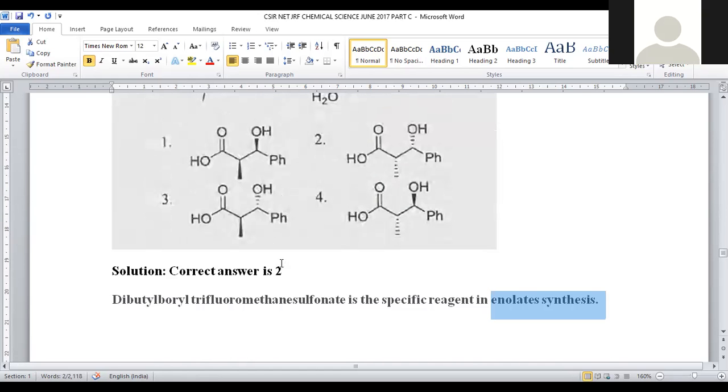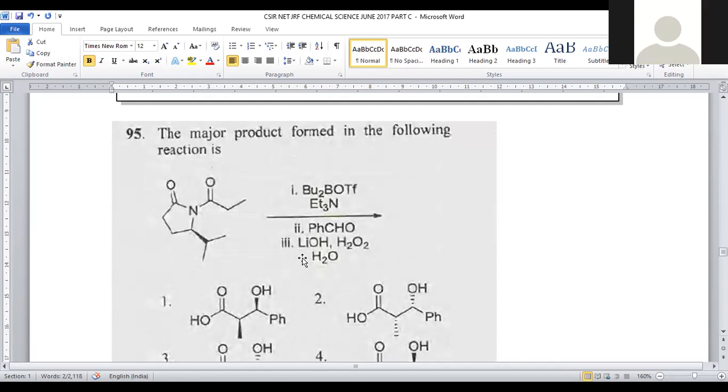Let us predict where the compound is there. Methyl and OH both should be in the same side. Methyl and OH are on the same side. So option number 2 is having this kind of arrangement. So option number 2 will be the right answer.